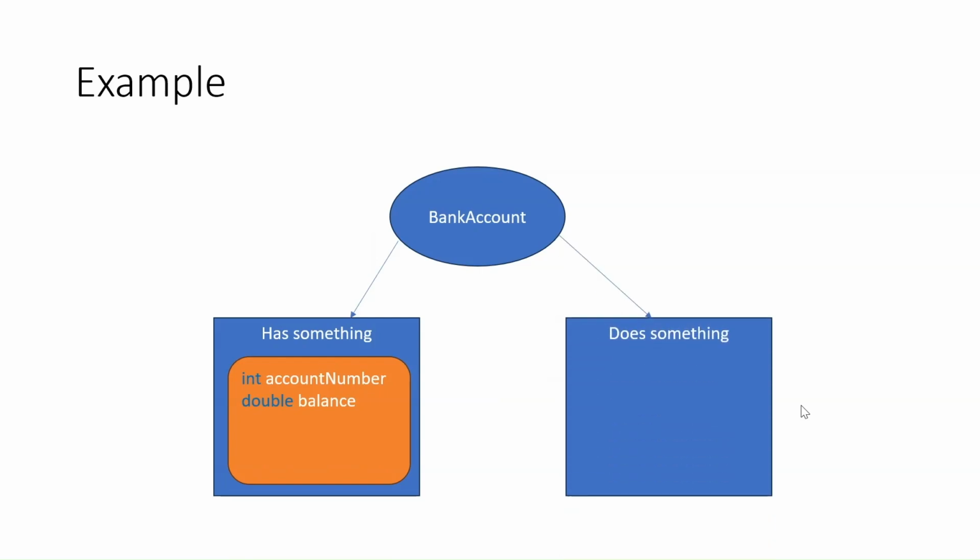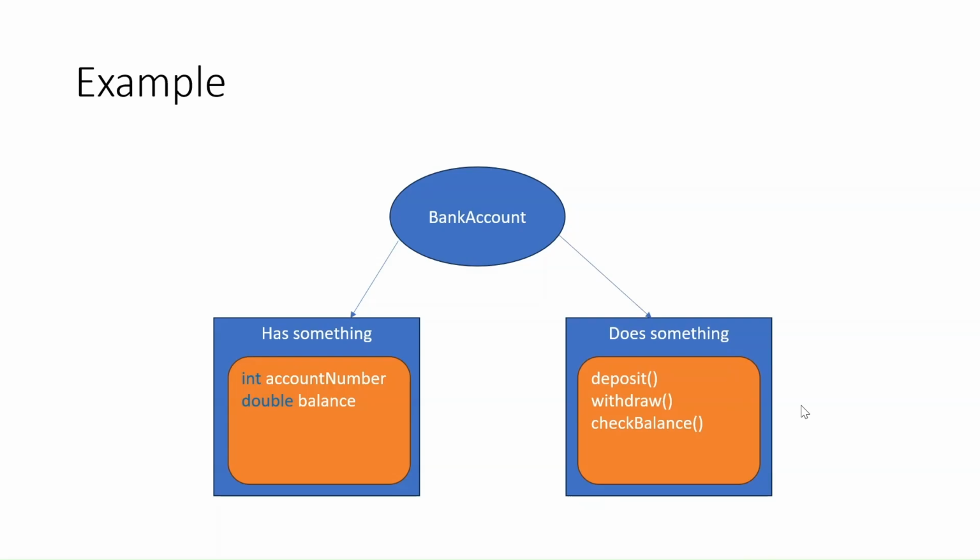Similarly, the BankAccount class does something, meaning there are functions that define the behavior or actions that an object can perform. A BankAccount class might do things like deposit, withdraw, check balance, and so on. So, putting it all together, a class is a blueprint that defines what objects of that class have and what they can do. This combination of data and behavior is what makes object-oriented programming so powerful.